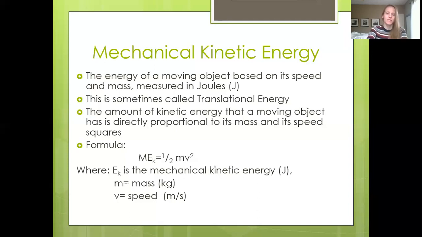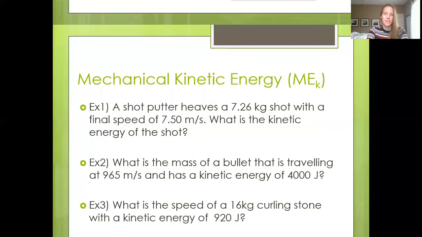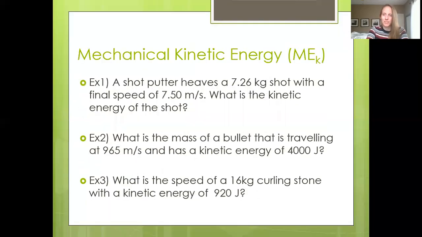Essentially, the heavier an object is and the more speed that it has, the more kinetic energy it will have. So this is the formula that we're going to be using. MEK equals half the mass times the velocity squared. So the EK portion, or the MEK, is just the mechanical kinetic energy. The mass, the M, once again, must be in kilograms. The speed is in meters per second. And then, of course, it needs to be squared. So let's try some practice calculations.